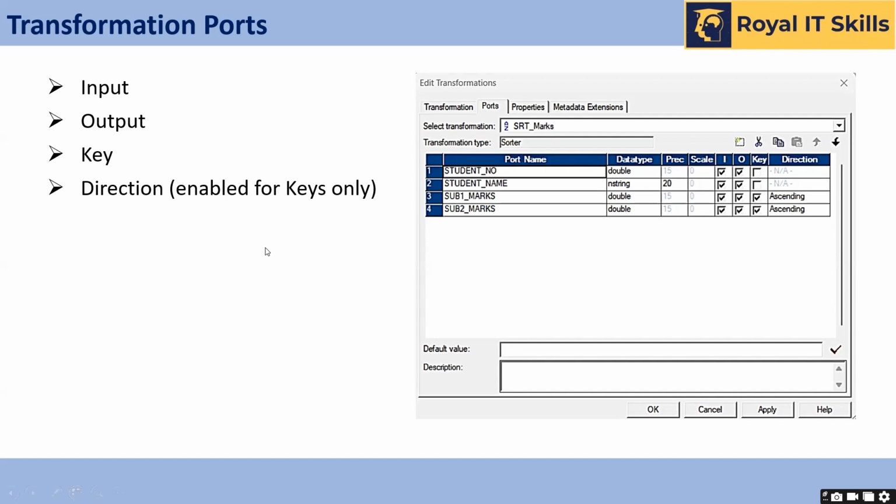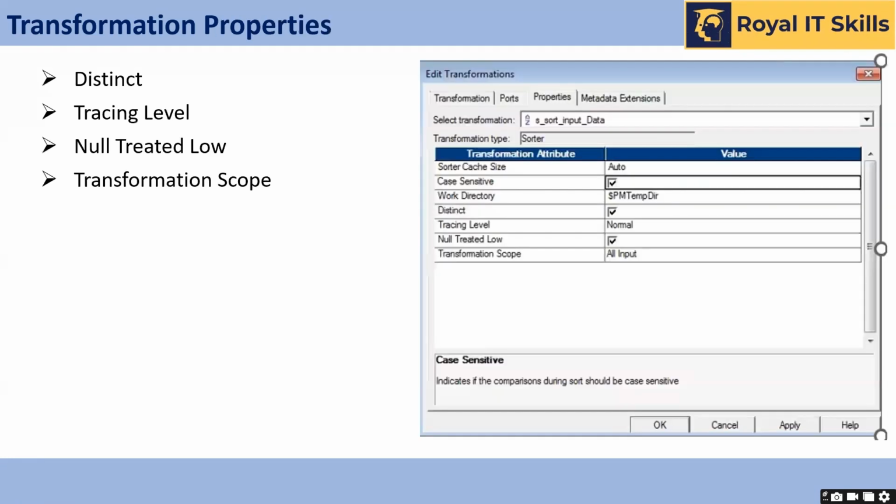But if we select the option in the properties, we have an option called distinct. So if we select distinct, it will make all the columns as keys, and we have to select the direction, either ascending or descending. Okay, fine. Now let's move on. This is all about the ports tab. Next, we will see the properties tab.